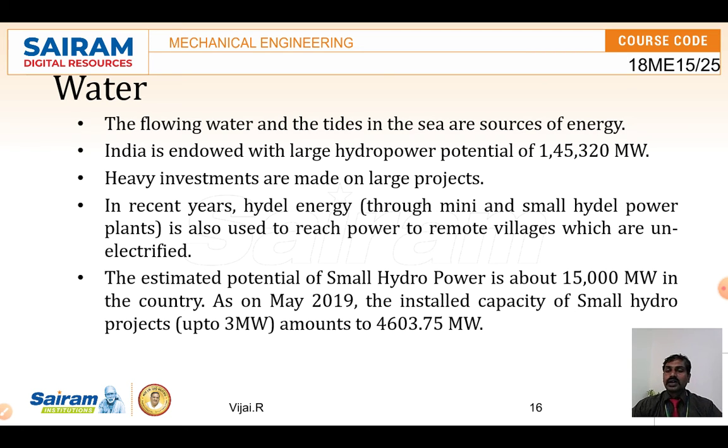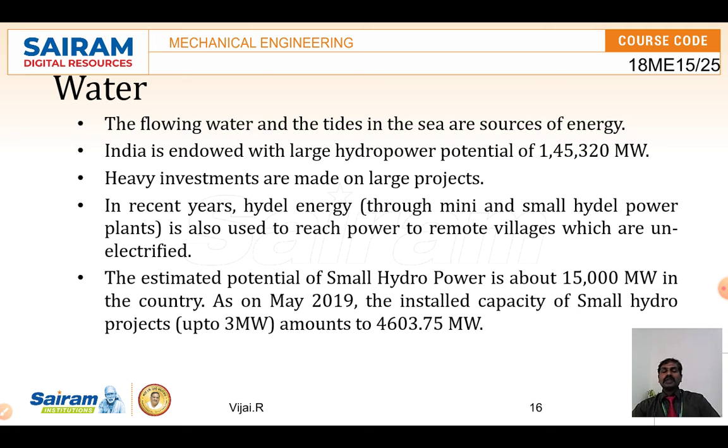Like that, water is another source. Normally, flowing water and tides are the source of energy. The water which is flowing, the moving water, is the main important thing. By the movement of water, we will have the kinetic energy of the water. That energy is transferred to another source of energy. So here India has a potential of 1,45,320 megawatt power supply.